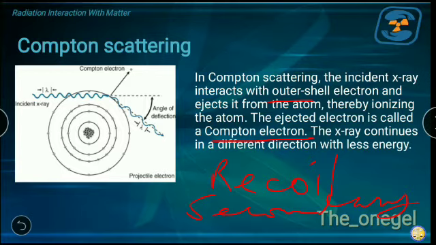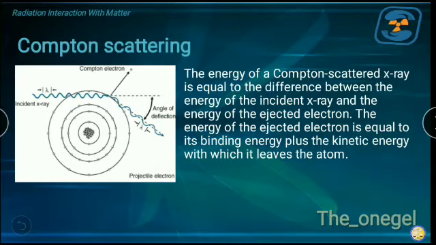The X-ray continues in a different direction with less energy. If earlier it was just a crush glancing at you, this one is like a love that does not give everything: it loved, but it is still looking for something else. It gave some energy to the electron, but it still has energy left, because it remains as scattered radiation. The energy of a Compton scattered X-ray is equal to the difference between the energy of the incident X-ray and the energy of the ejected electron. The energy of the ejected electron is equal to its binding energy plus the kinetic energy with which it leaves the atom. We will not go into detail on this slide.